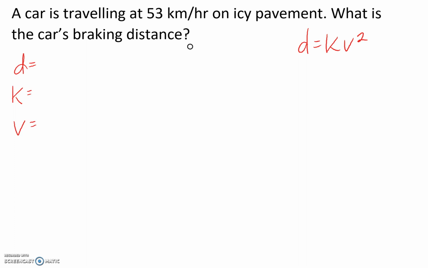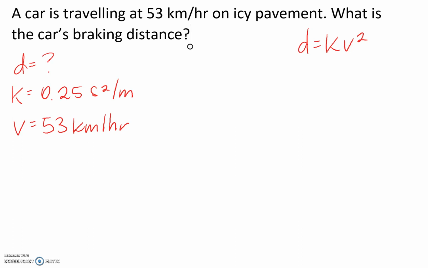In this problem, it says that the car is traveling at a speed of 53 kilometers per hour and that the car is traveling on icy pavement. Because the question says icy pavement, that tells you what the coefficient of friction, or the K value, should be. In this case, it should be 0.25 seconds squared per meter. What we can solve for then is the car's braking distance.